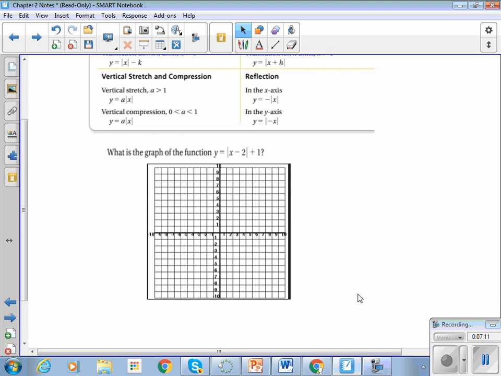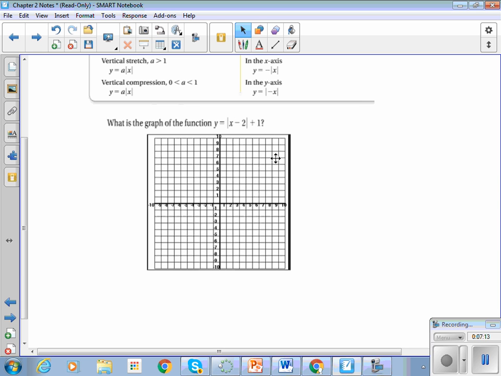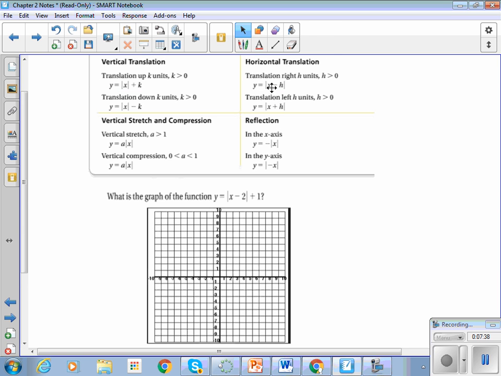All right, so we're going to graph this guy, and I always graph from the inside out. So I look at what's next to my x value. Do I have a negative x inside my absolute value? No. And I don't have one on the outside either, so I have no reflections. But I do have this minus 2. And when I have a minus 2, that means I'm going to the right 2 units.